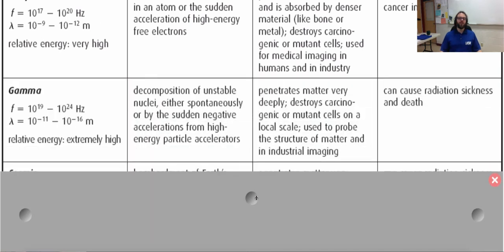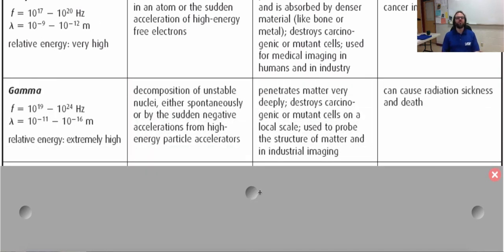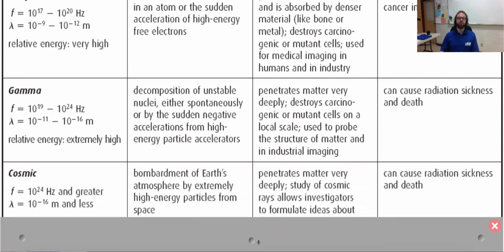Now the second last one is gamma radiation, which is extremely high energy. It is the decomposition of unstable nuclei either spontaneously or by sudden negative accelerations from high energy particle accelerators. It penetrates matter very deeply and destroys carcinogenic or mutant cells on a local scale. It's used to probe structures of matter and industrial imaging. Now some problems: it could cause radiation sickness and death. We use gamma radiation quite a bit. We're going to learn more about it later, and I encourage you to read about it more in your book.